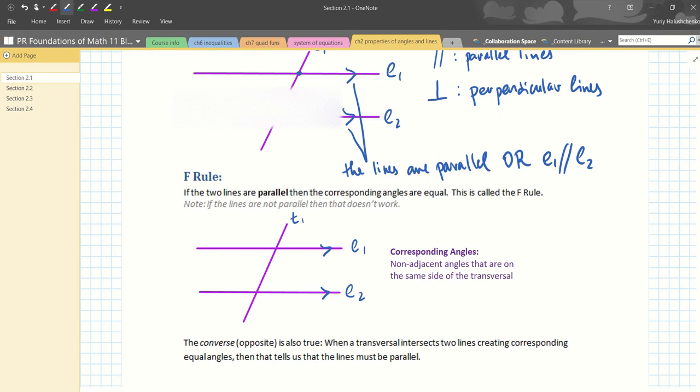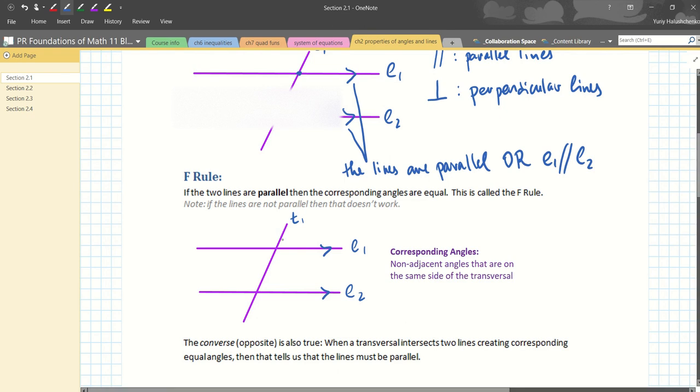In this case, this is what we're starting with. I didn't just make them parallel. I want to start with the example where the lines are parallel. So how does this F rule work? It says here, if two lines are parallel, then the corresponding angles are equal. We call this the F rule. Again, to note, if the lines are not parallel, then this does not work.